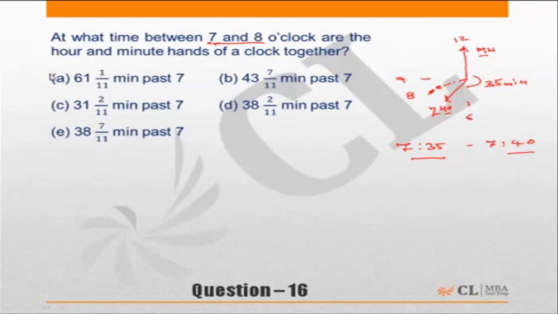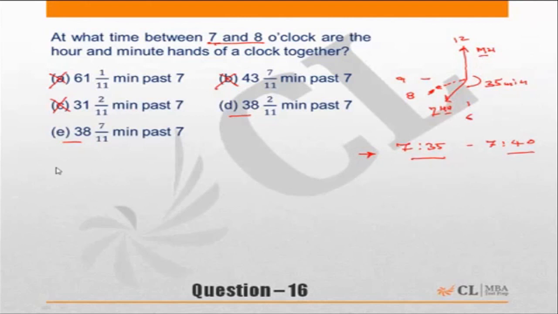Hence choice A, choice B, which is more than 7:40, and choice C, which is less than 7:35, all three of them are incorrect. Your answer will be either D or E, which means 38 2 by 11 or 38 7 by 11. So this is the first item, that my answer needs to be between 7:35 and 7:40. Let's look at the second item now.